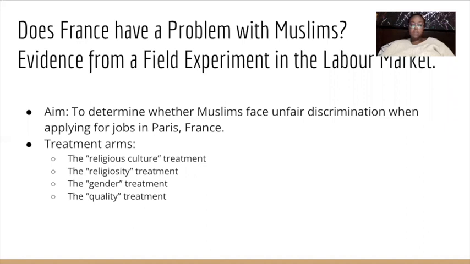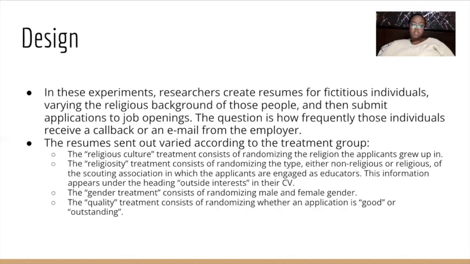There are 4 treatment arms: the religious culture, religiosity, gender, and quality treatment. The design of the experiment. In these experiments, researchers create resumes for fictitious individuals wearing the religious background of those people, and then submit applications to job openings. The question is, how frequently those individuals receive a callback or an email from their employer.